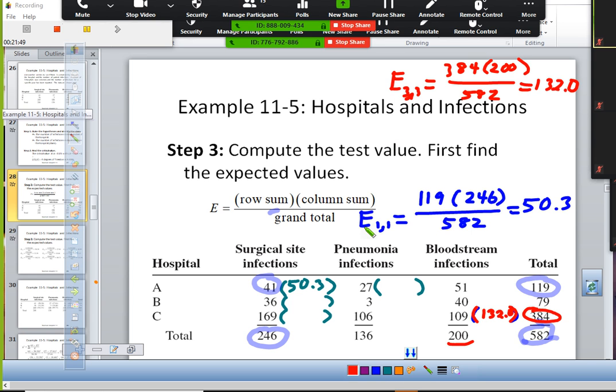Okay, good. And again, you find its row sum and its column sum, multiply them, and then divide by the grand total. Doesn't matter which one you do first. You can do 200 times 384, or 384 times 200. Multiplication is commutative, so it doesn't matter.